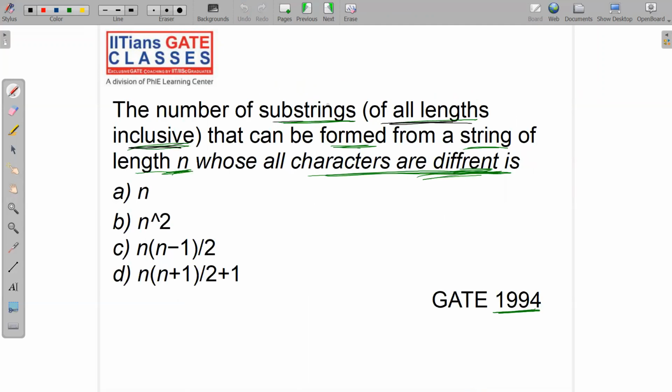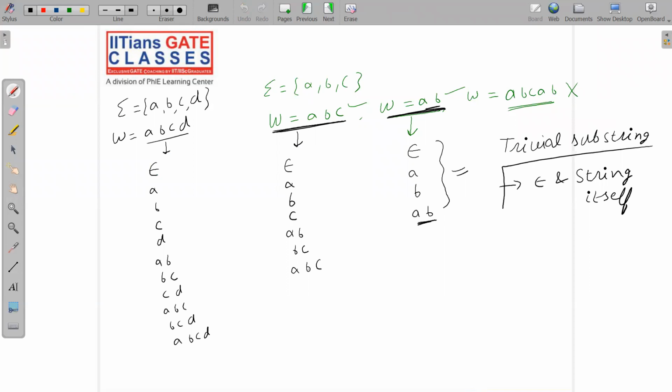If the question is like how many non-trivial substrings, then we won't consider null and the string itself. We won't consider null and the string itself if they are saying non-trivial substrings. But if they are saying only substrings, that means all length inclusive, then we have to take null and the string itself also. Okay, so let's do it now.